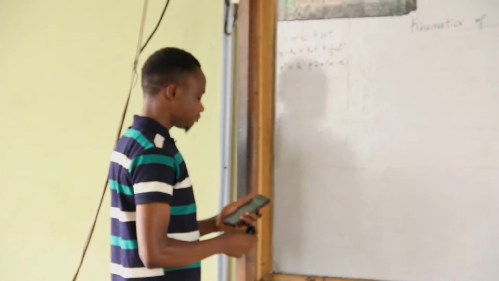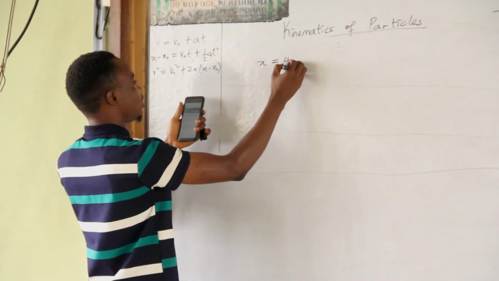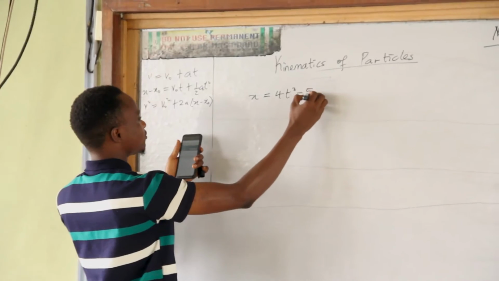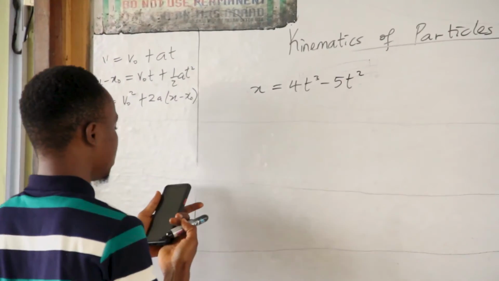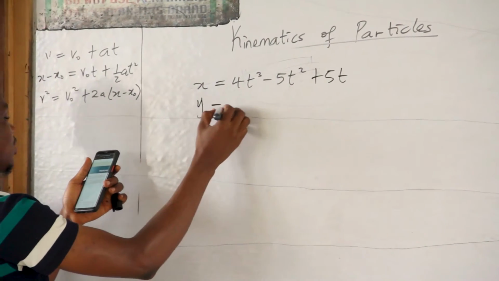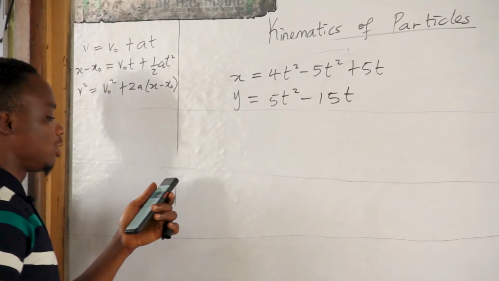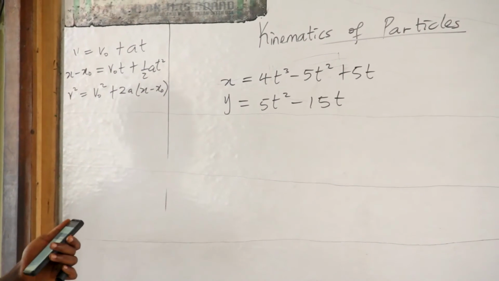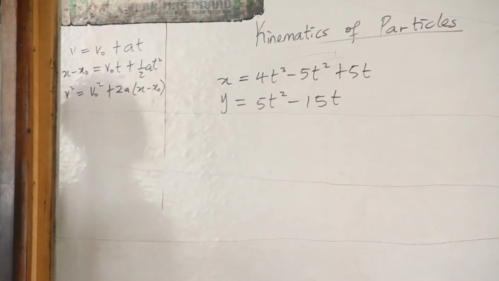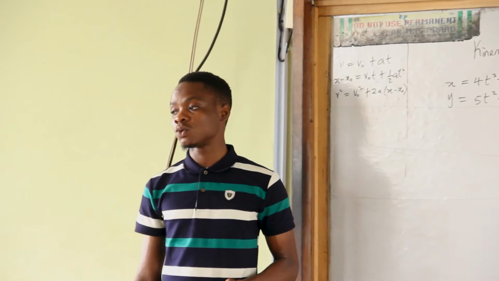So this is x equal to 4t cubed minus 5t squared plus 5t and y equal to 5t squared minus 15t. They said x and y are expressed in millimeters and t is expressed in seconds. That means when I get my results, they're going to be in millimeters per second and millimeters per second squared respectively. I'm going to do this for t equal to 1 second, and you do it for t equal to 2 seconds.